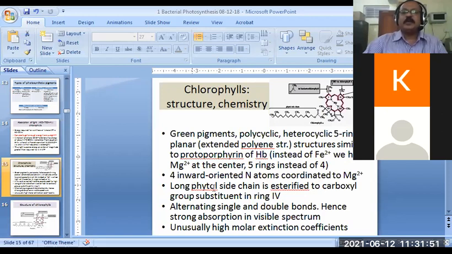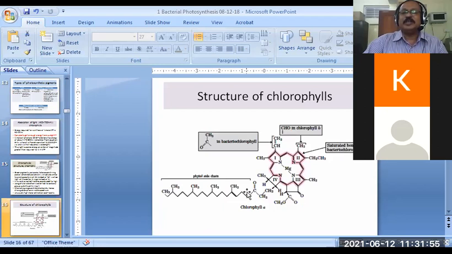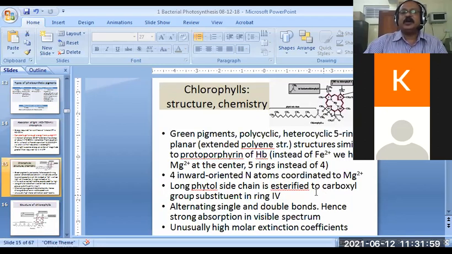Then there's a long phytol chain. This long chain here is called the phytol chain. And this chain is esterified to the carboxyl substituent in ring number 4. So this particular ring here is ring number 4: 1, 2, 3, 4, and the 5th ring. So this is the 4th one to which the chain is attached.